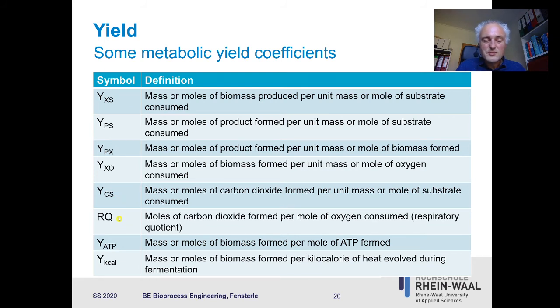Now, the respiratory quotient we have already talked about. This is simply the carbon dioxide formed per mole of oxygen consumed. And you remember, this is a parameter we like very much, because we can use that for our stoichiometric balancings. We can also look at parameters which are inside, for example, the mass or moles of biomass formed per mole of ATP formed, and so on. So you see, you can define an endless number of yield coefficients, and the most important ones are, of course, these ones.